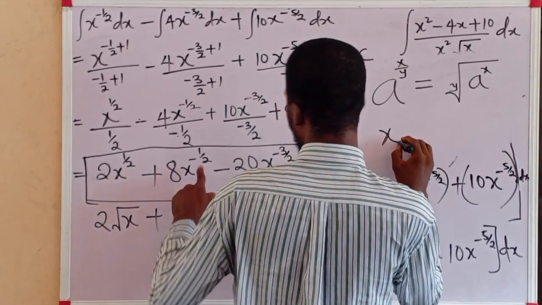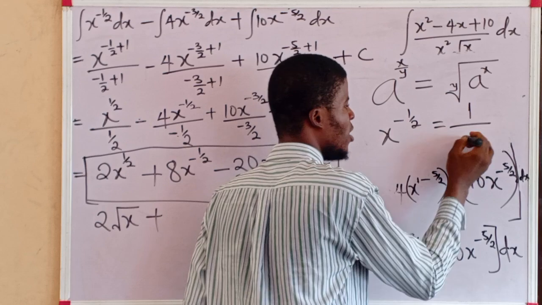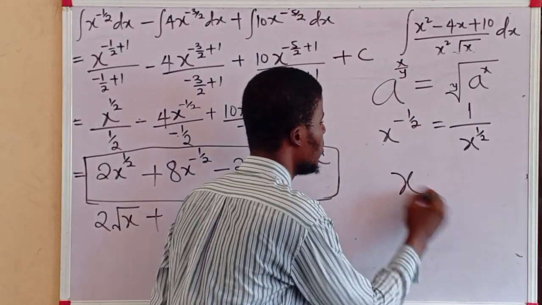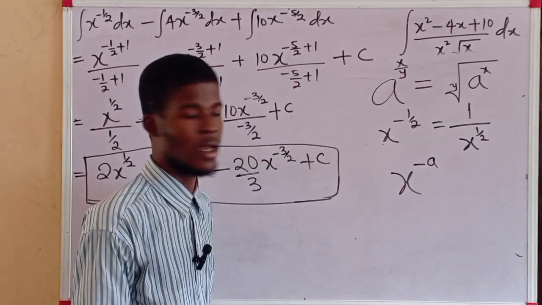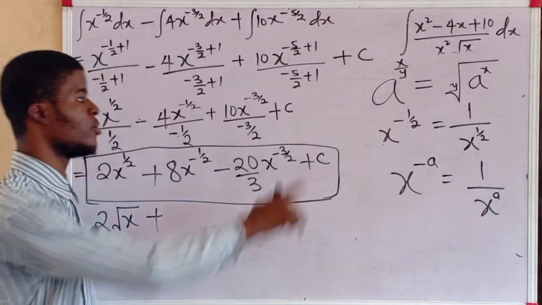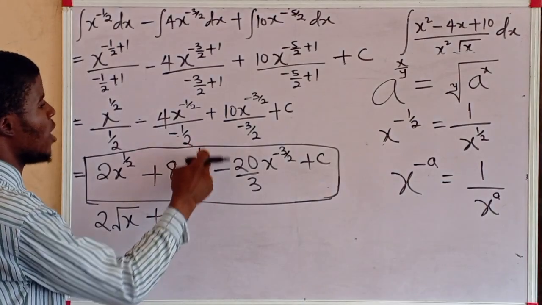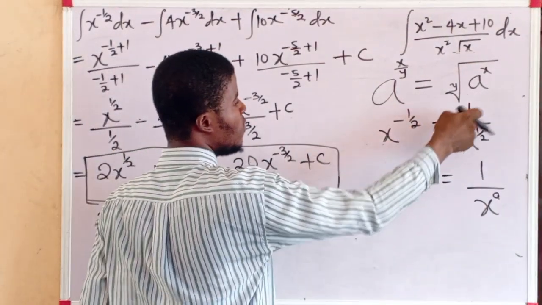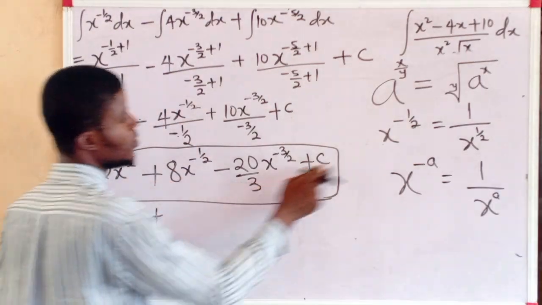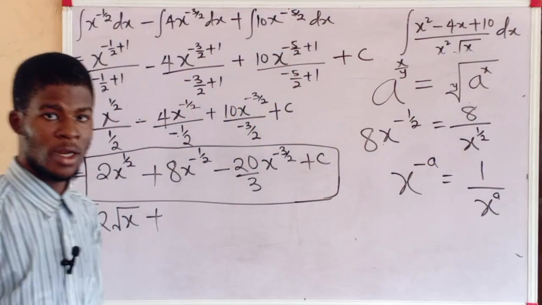X to the power of minus 1/2 is the same thing as saying 1 over x to the power of 1/2. That's what the law of indices says. X to the power of negative a, for example, is 1 over x to the power of positive a. That's how this is obtained. So for this now, we have x to the power of minus 1/2, which is the same thing as saying 1 over x to the power of 1/2. Okay, since we have 8 here, if the 8 multiplies it, we are going to have 8 at the top. You get the point now.